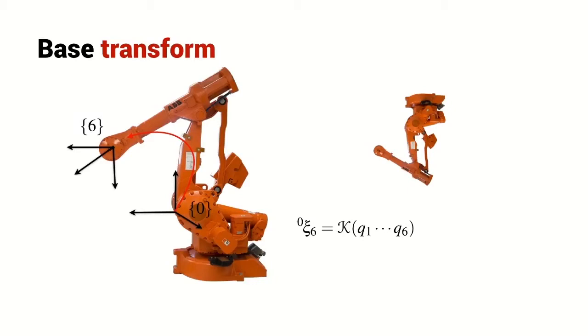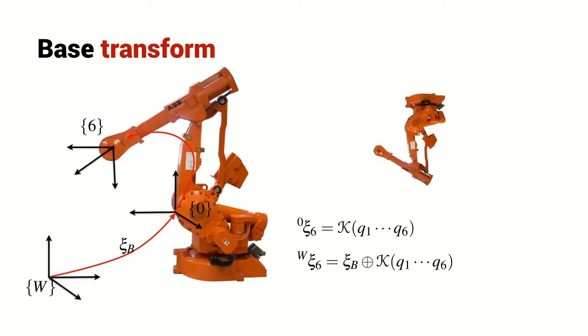Let's say now that this robot exists in a factory, and the factory's got its own world coordinate frame indicated over here. And we know the pose of the robot's link 0 with respect to the world coordinate frame. We call this the base transform of the robot. The pose of the robot's end effector in the world coordinate frame can be obtained very simply by compounding the base transform with the forward kinematic transform of the robot, which is a function of the robot's joint angles.